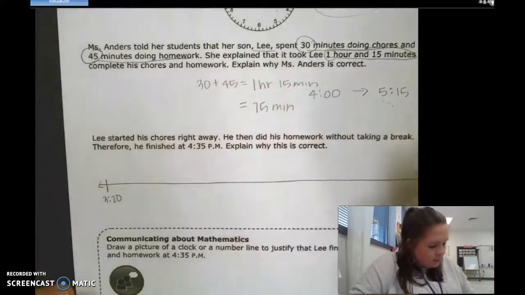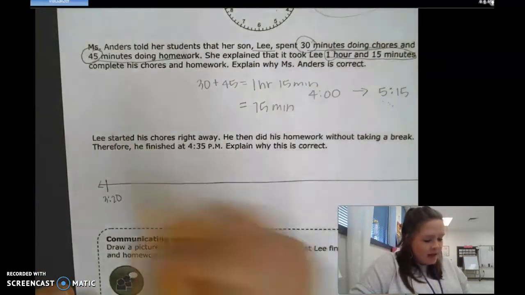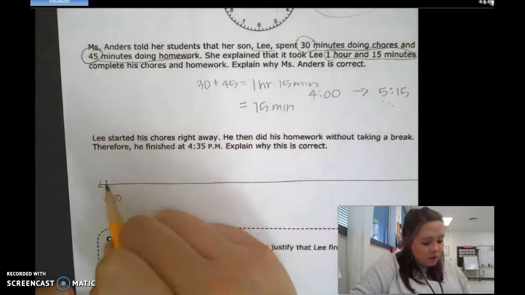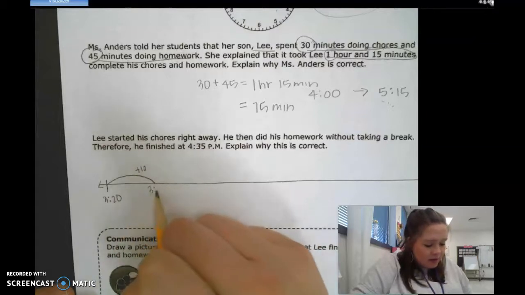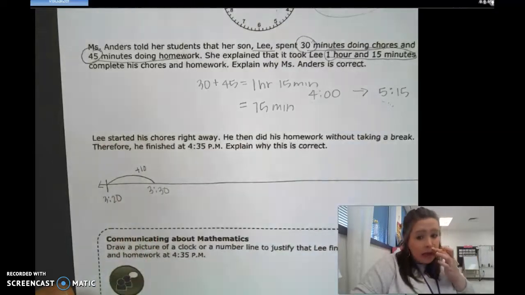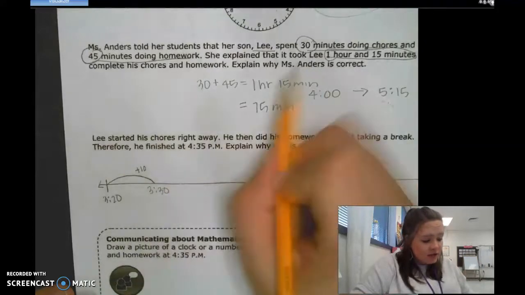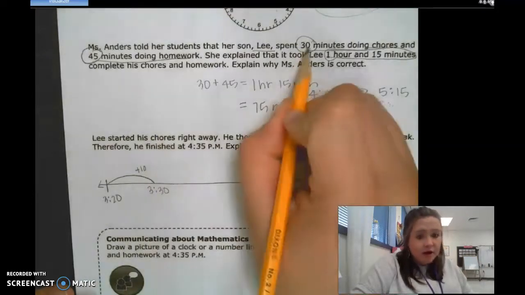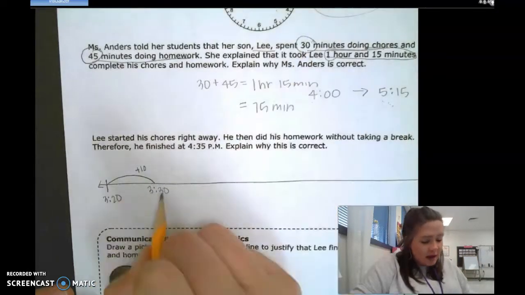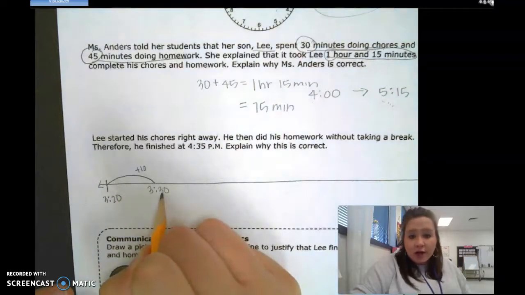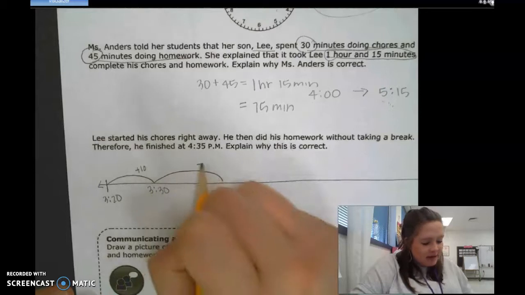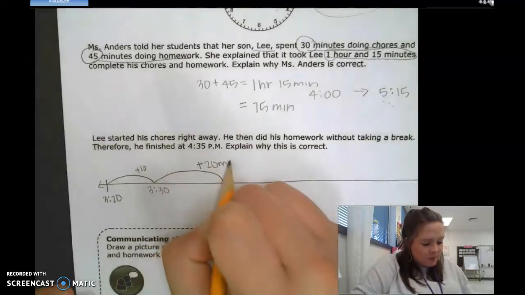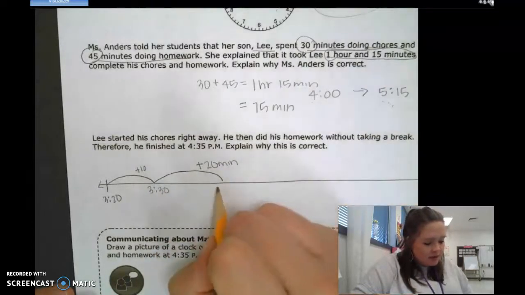Okay? So he started at 3:20, and he goes a total of 30 minutes. Well, if you want to just do 10 minutes, that would be 3:30. But I still need to do 20 more minutes because I'm going to break up 30 minutes, all right? But 3:30 puts me at a good stopping point. So I'm going to go plus 20 minutes, which equals 3:50.